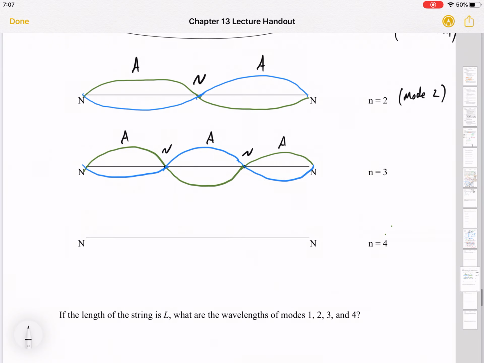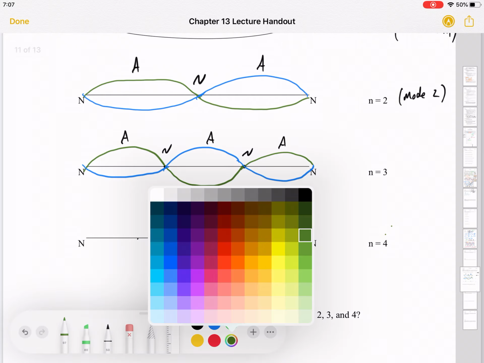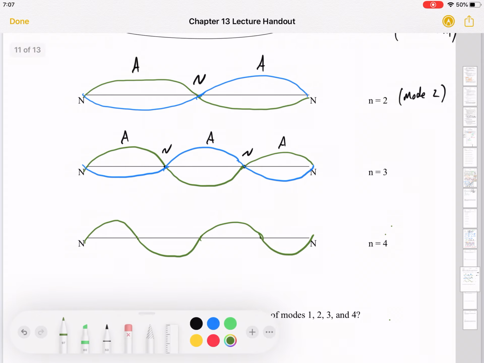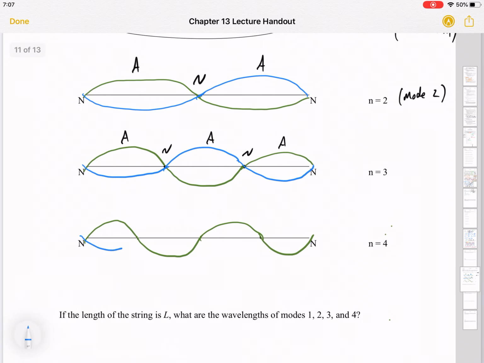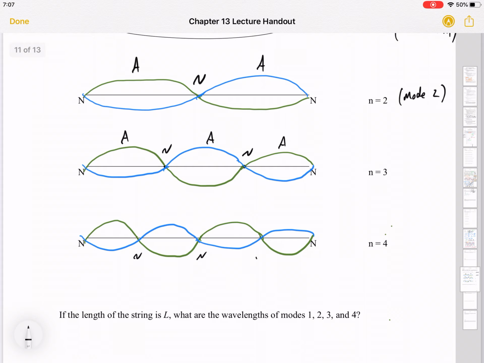Moving forward, we'll do one more. So instead of 2 points in the middle, there are 3 points in the middle, so we'll try to evenly space those and do some kind of green color for this. Fabulous. And we can label again the nodes and the antinodes.